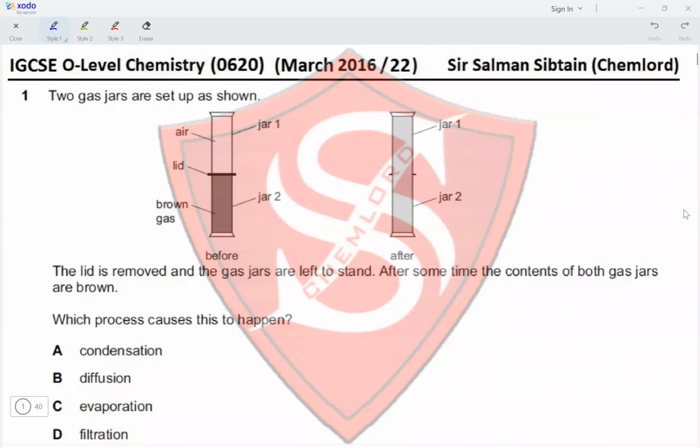Hi guys, this is IGCSE O-Level Chemistry, paper 22, March 2016, question 1.